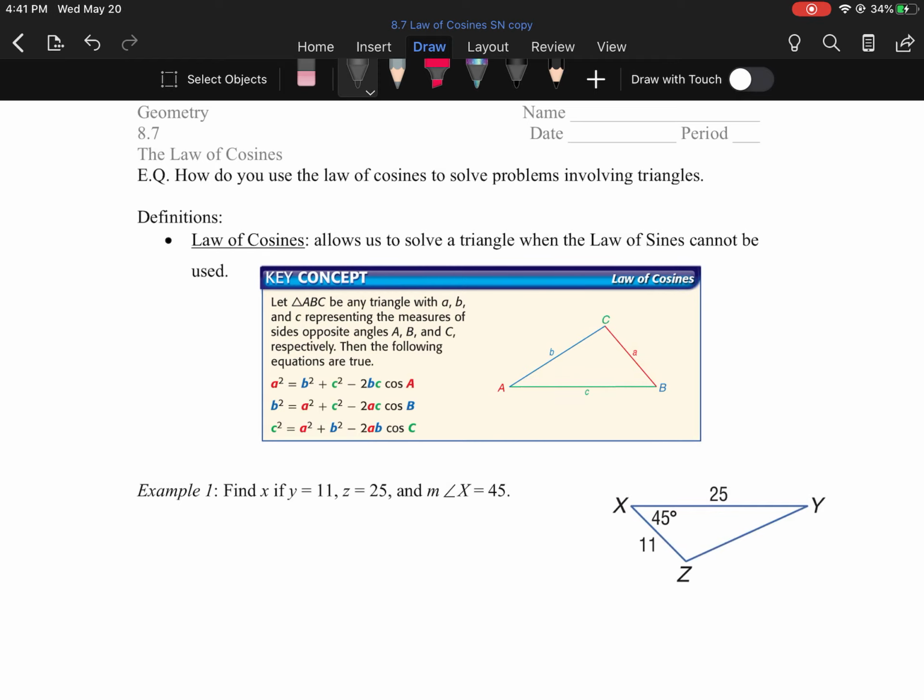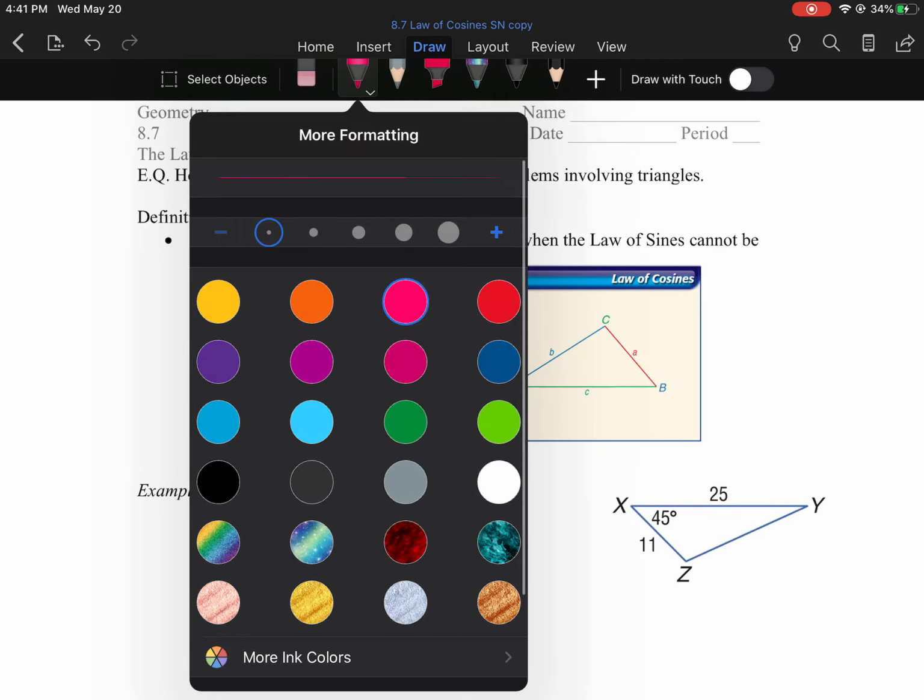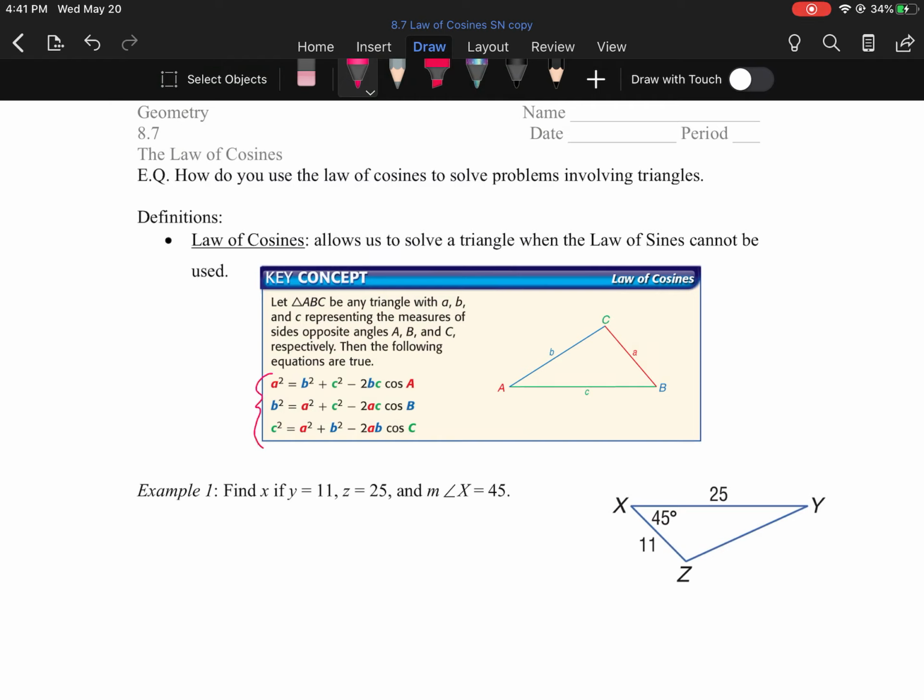There are 3 sort of formulas, if you will, for the Law of Cosines, but they all have something in common, so it's not like you have to remember 3 of them. If you notice, whatever side is first, that is the angle we take the cosine of. If I have A on the left-hand side, I do the cosine of A. If I have B on the left-hand side, I do the cosine of B. If I have C on the left-hand side, I do the cosine of C.